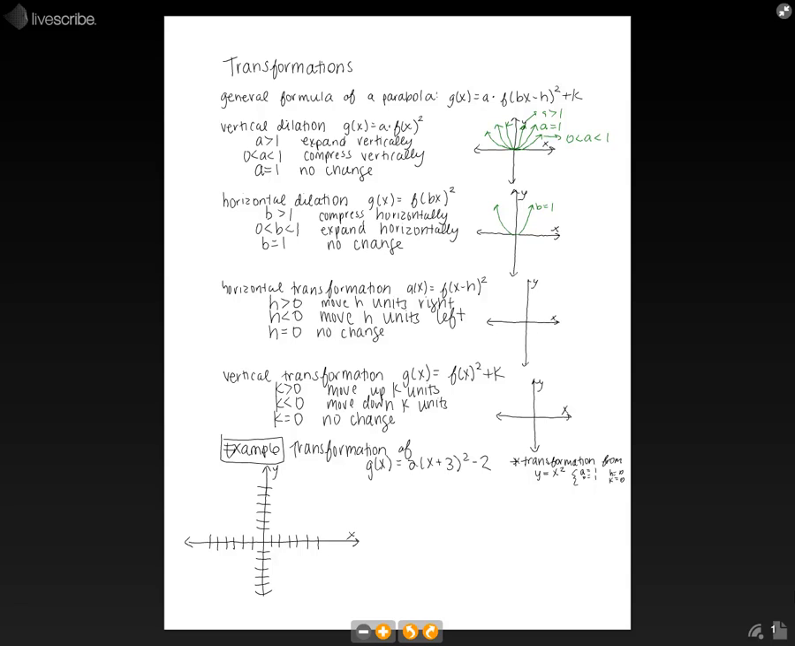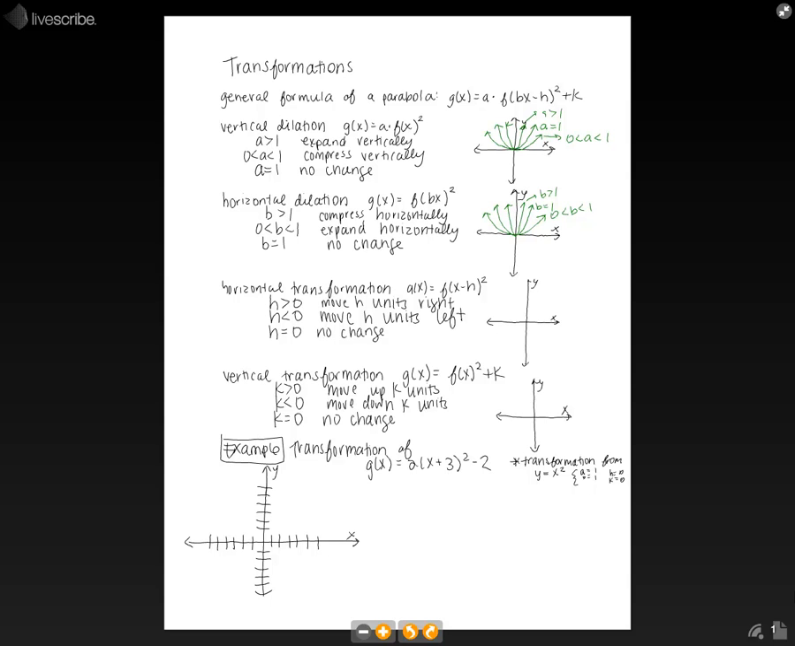If b is greater than 1, then we compress horizontally, which looks like this. If b is greater than 0 but less than 1, we expand horizontally. We compress horizontally for b greater than 1, and we are expanding horizontally for 0 is less than b is less than 1.